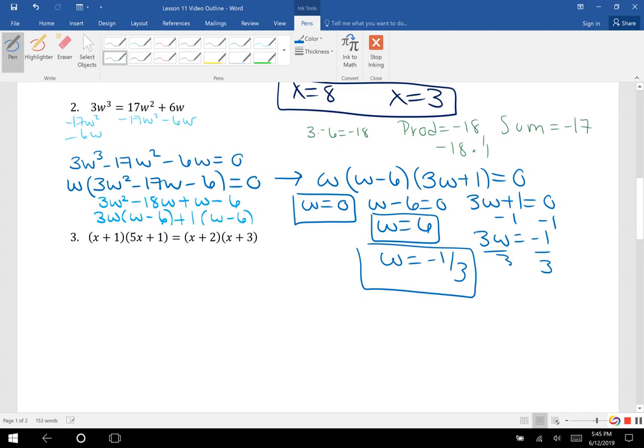So make sure you set each of your factors equal to 0, including that GCF.